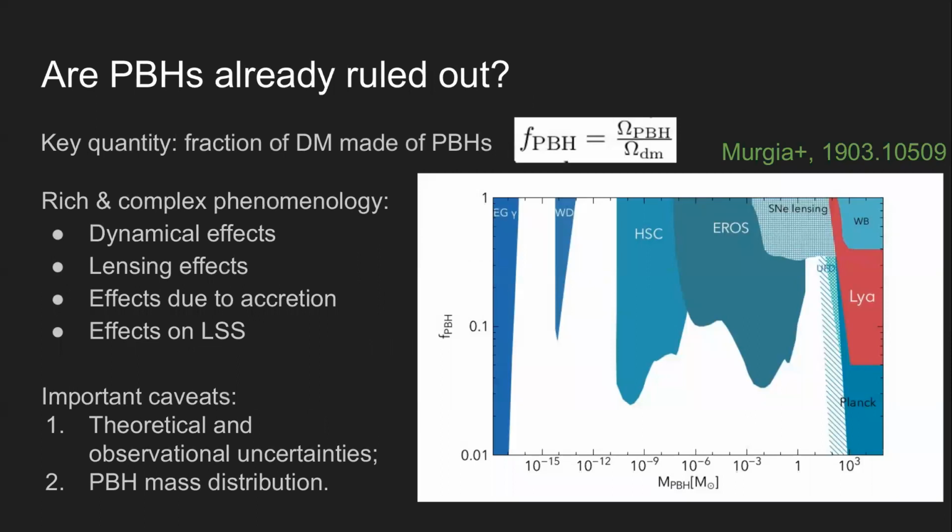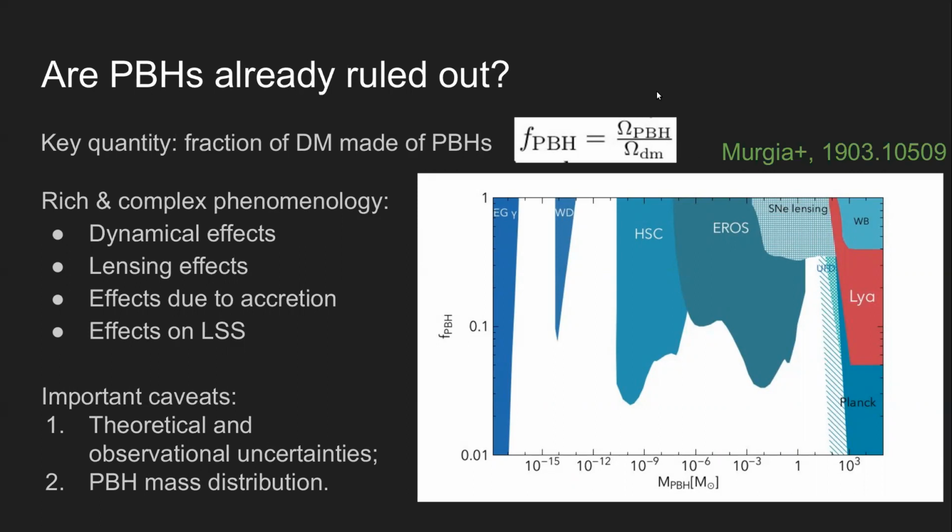So one question that has drawn a lot of attention is: are these allowed as dark matter candidates? When we talk about this, we are typically interested in a parameter called f_PBH, which is the energy density in primordial black holes over the energy density in dark matter. So f_PBH equals 0 means they don't contribute to the dark matter, and f_PBH equals 1 means they are the totality of dark matter.